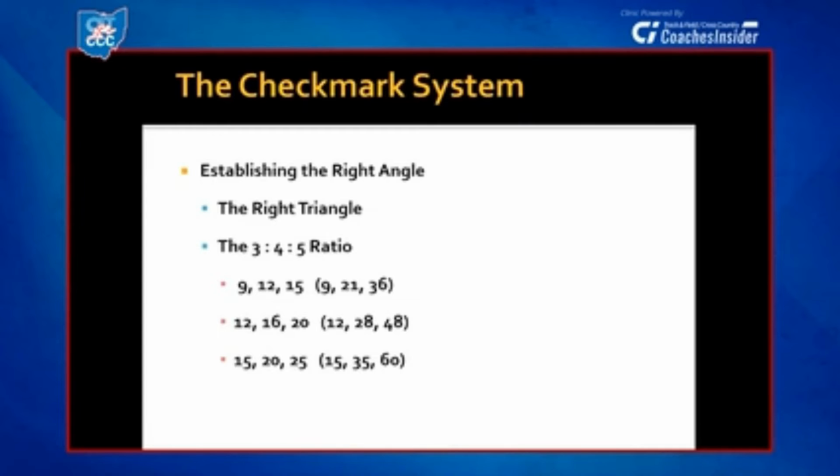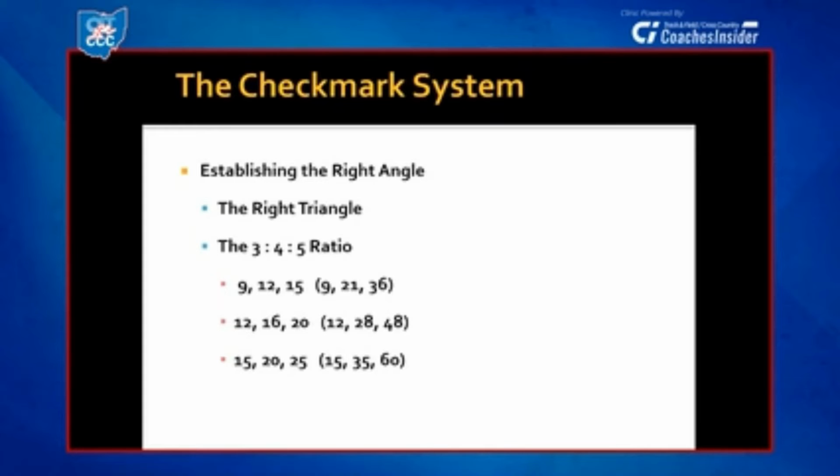If, say, we use 4 as a multiplier, well, 4 times 3 is 12, 4 times 4 is 16, 4 times 5 is 20. And of course, this triangle, the 15, 20, 25, that would be using 5 as a multiplier. So these are 3 triangles that we could use in order to lay out the approach and assure that we have a right angle at that critical junction.